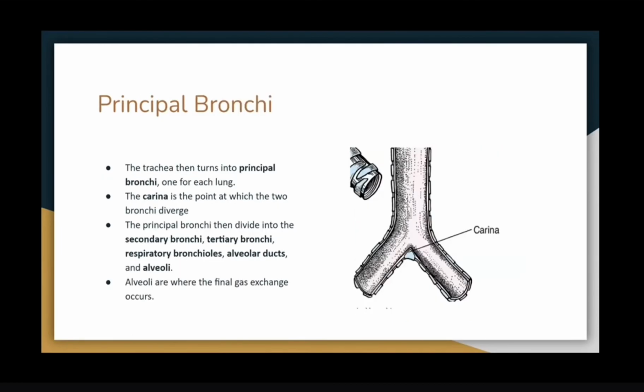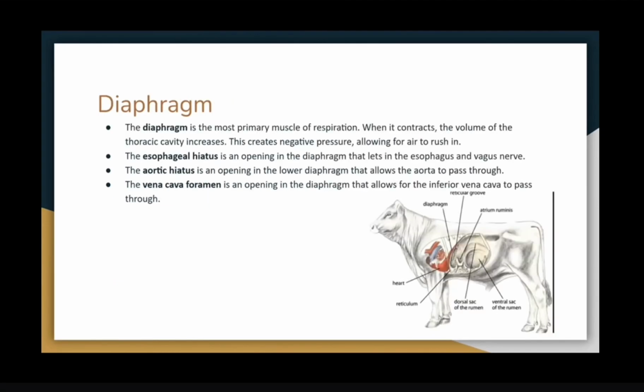The trachea then turns into principal bronchi, one for each lung. The carina is the point at which the 2 bronchi diverge. The principal bronchi then divide into the secondary bronchi, tertiary bronchi, respiratory bronchioles, alveolar ducts, and finally the alveoli. Alveoli are where the final gas exchange occurs.